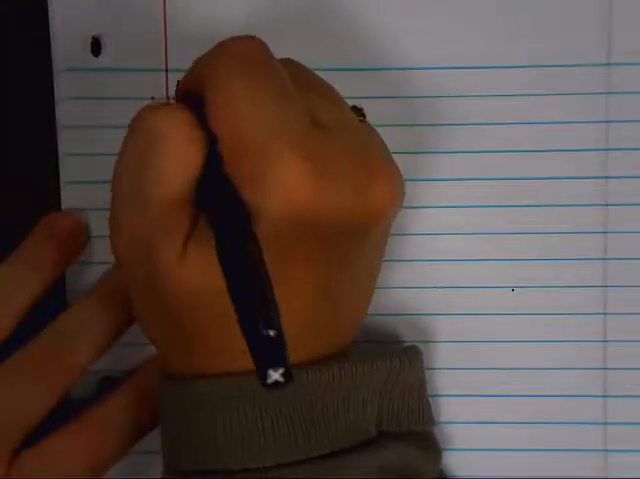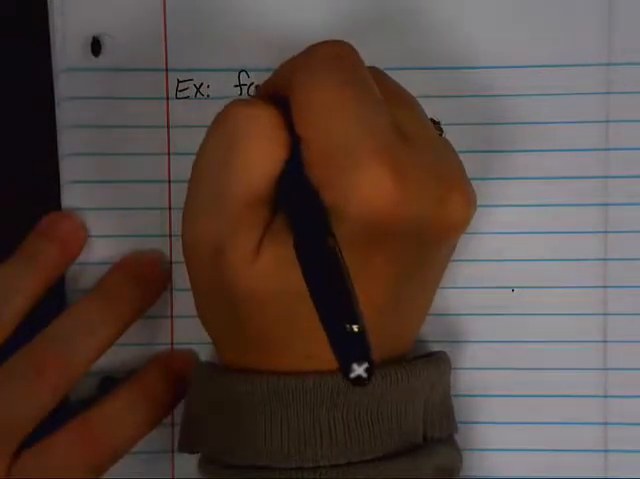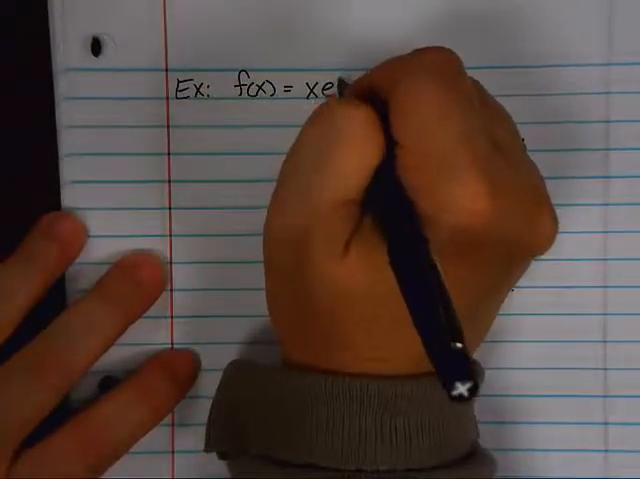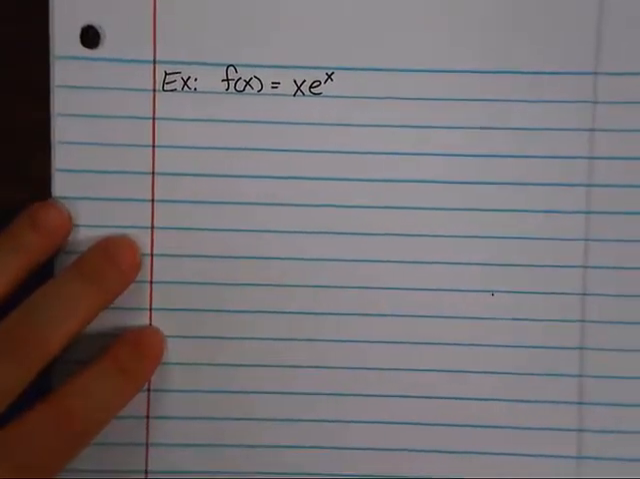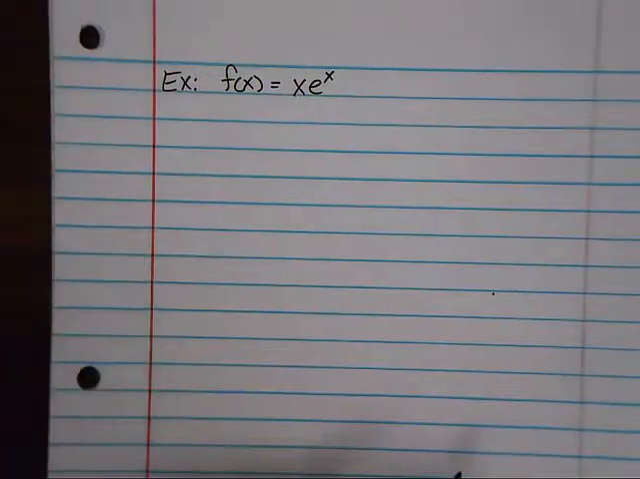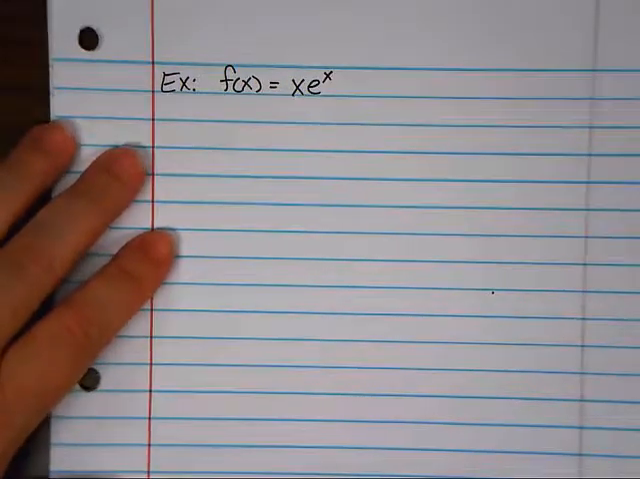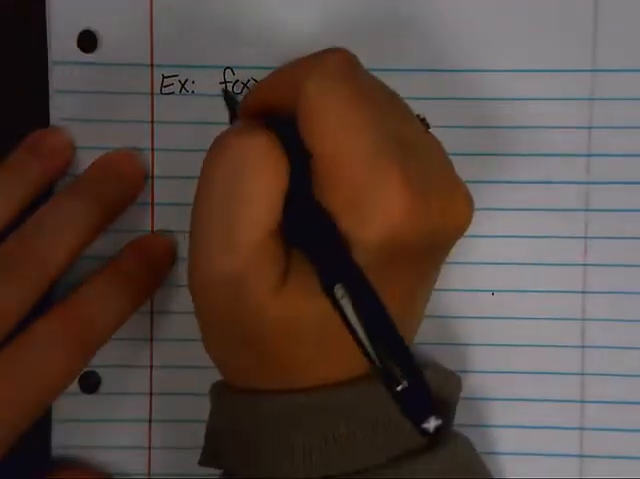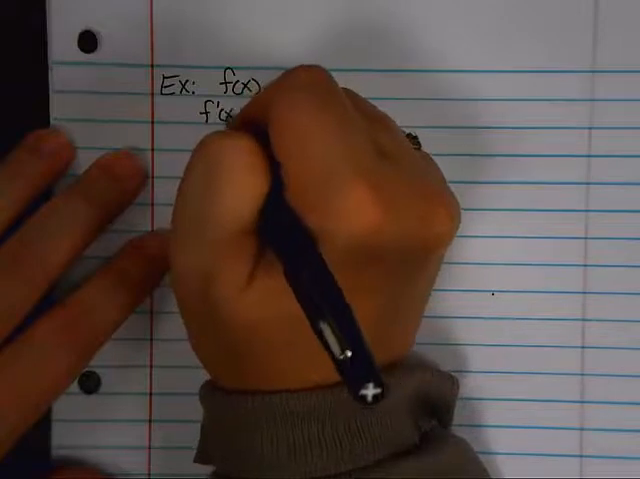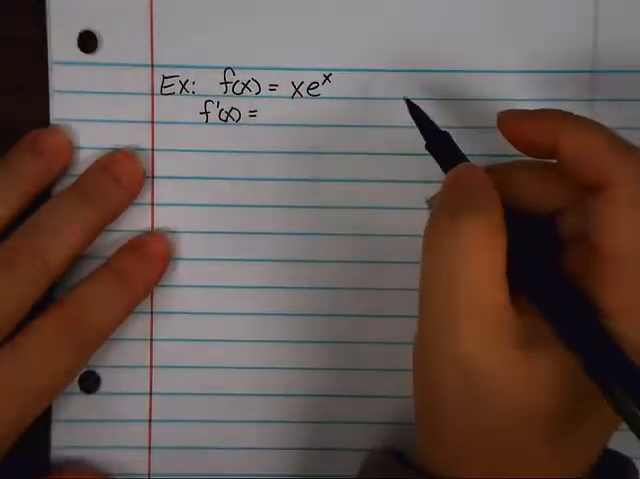Next example. F of x equals x e to the x. Same directions. Find the relative extrema using the second derivative test. Okay, what's the first thing I'm supposed to do? Take the derivative. Do I need to think about any rules in this case? I have to do product rule this time.